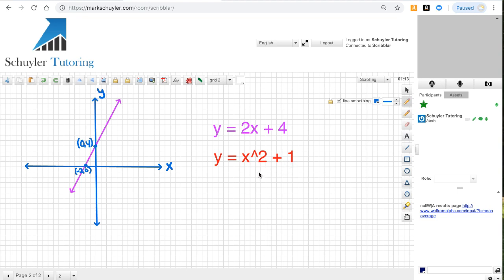So many of my students have a very hard time finding the intersection of a line and a parabola because there could be one intersection, there could be no points of intersection, or there could be 2 points of intersection. But you still can do this quite easily.